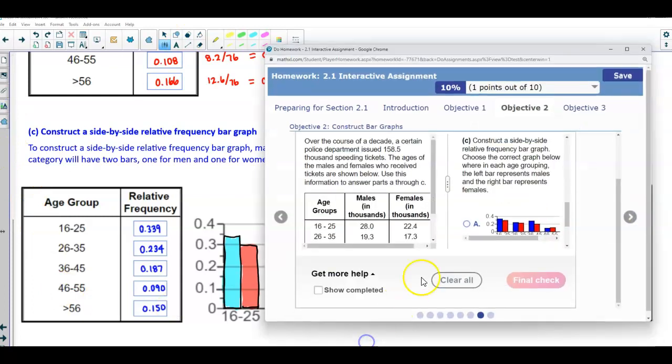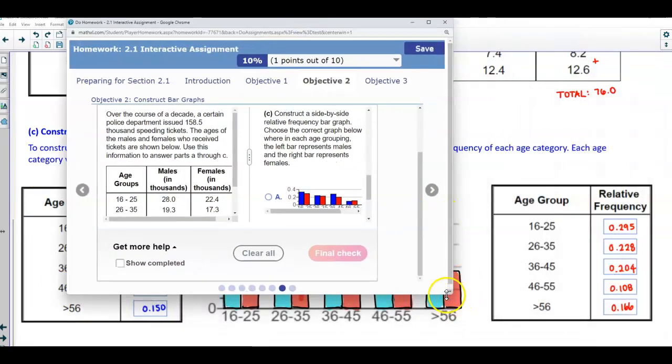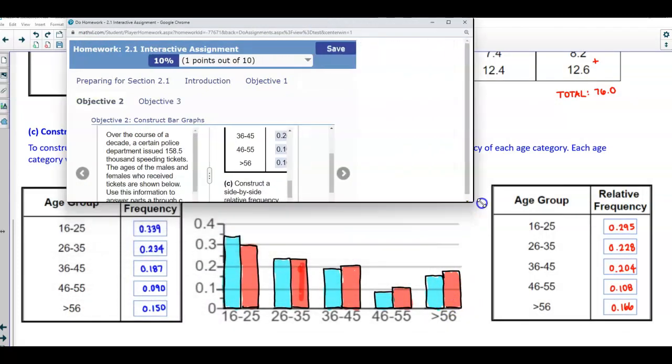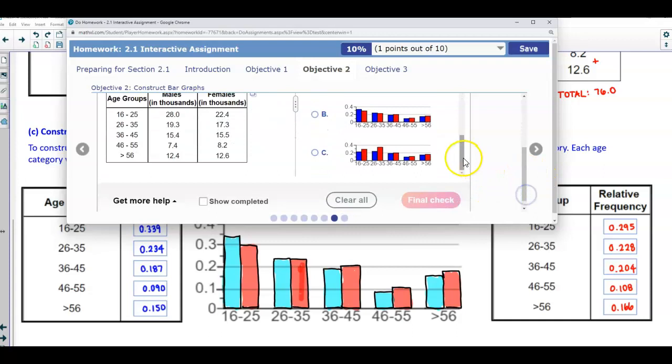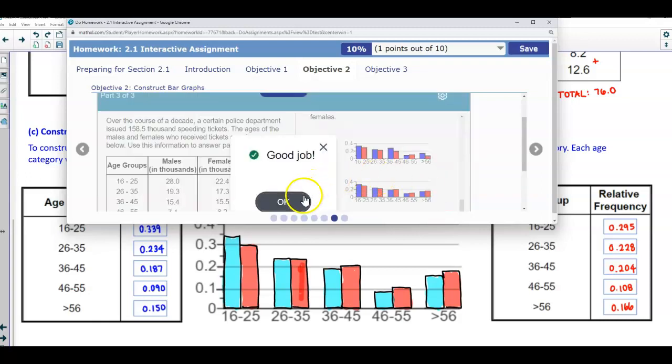Now let's take a look at our question so we can determine which one of these it's going to be. If we take a look at the first one here, we can see that the blue is a little bit higher. Now, if we look at the 36 to 45, the males are higher than the females, but the females should be higher than the males. So let's take a look at this one here. This looks almost correct. This one looks about the same. So it could be B. Let's take a look at C. Well, it's not C because this one's smaller, so let's check B. And that is our result.